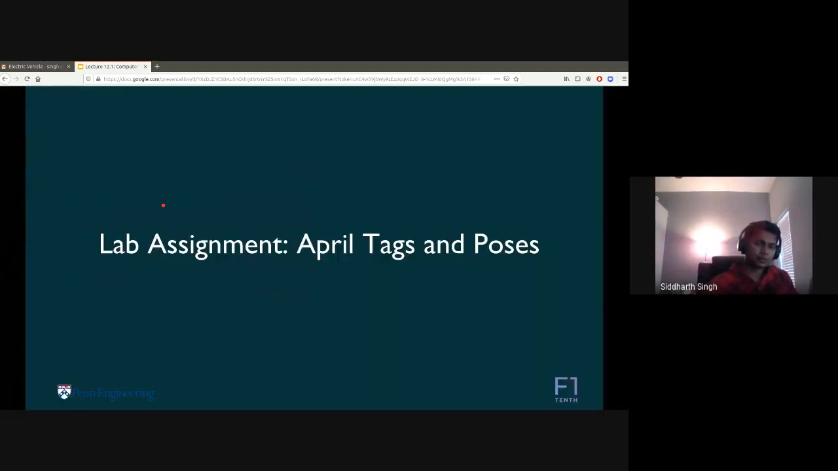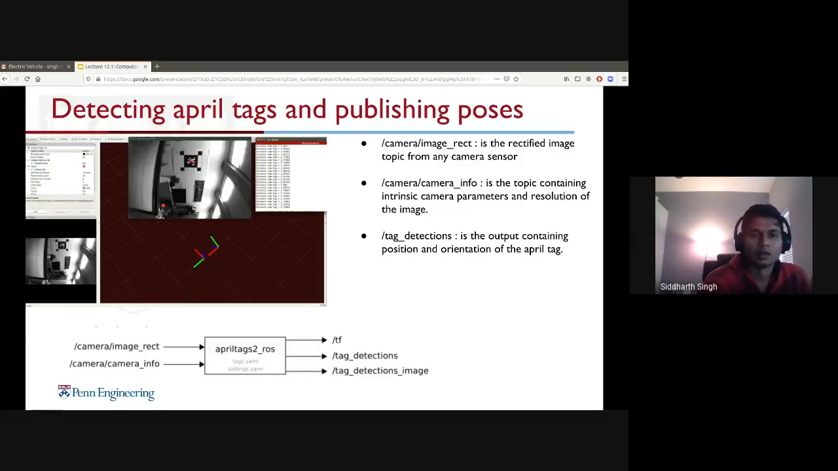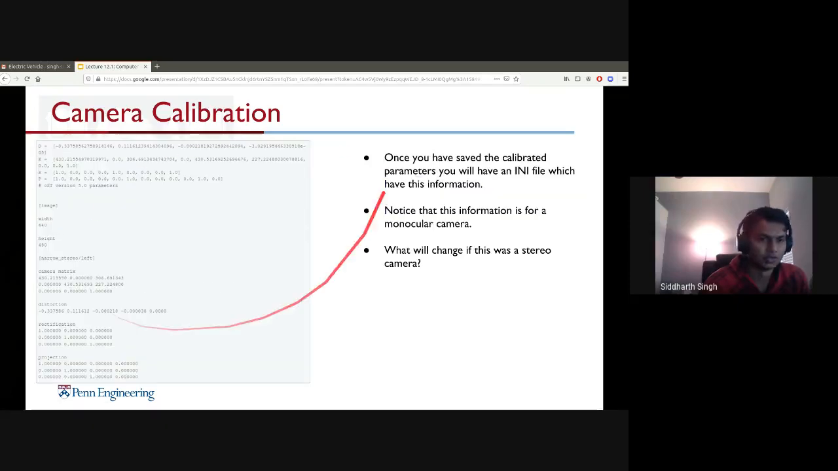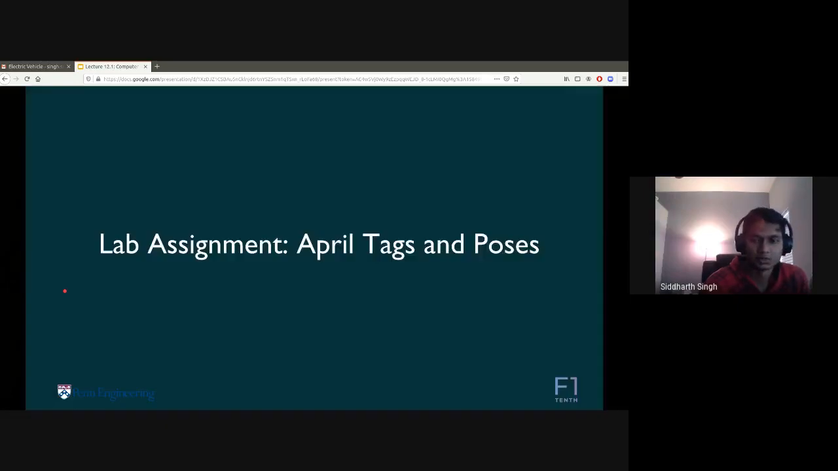Right. Now we'll talk a little about the actual lab assignment. How do we use AprilTags to perform detections and then find the poses? We talked about this a bit before also, but we have the rectified camera image. We have the camera info, which is essentially this thing, the intrinsics.